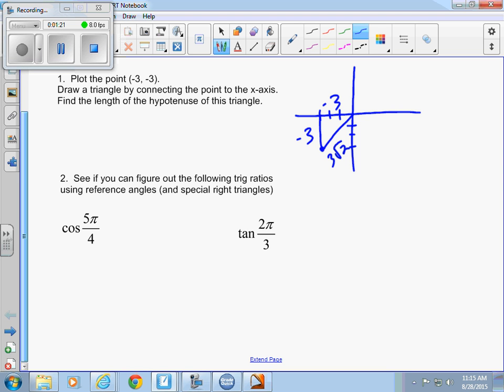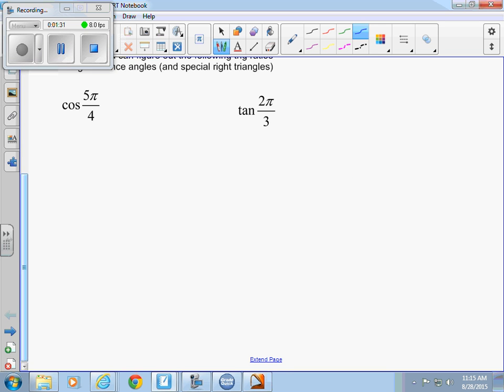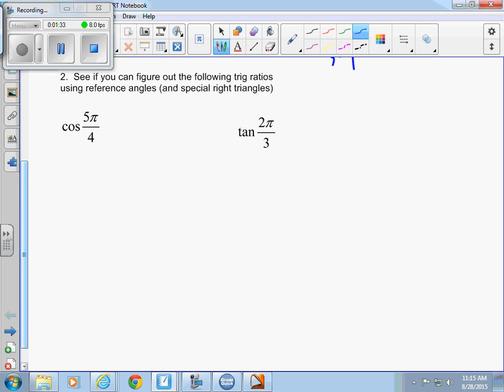So I want to find the cosine of 5 pi over 4. First, I need to find out what the angle 5 pi over 4 looks like. Right? And so where is 5 pi over 4? Now, it crosses into the third quadrant. It is in the third quadrant.